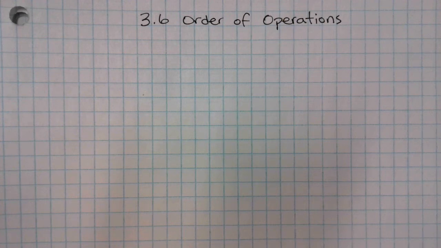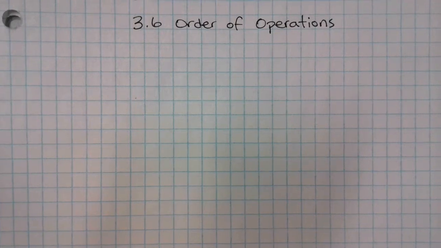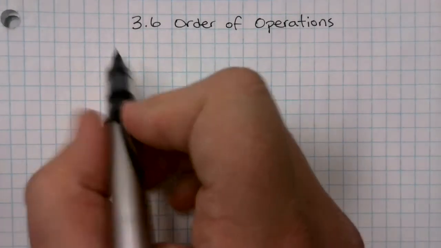3.6 Order of operations with decimals. In this video, we're going to show you how to solve order of operations problems that include decimals, and we're going to be using BEDMAS as the acronym to help us remember the correct order of operations.